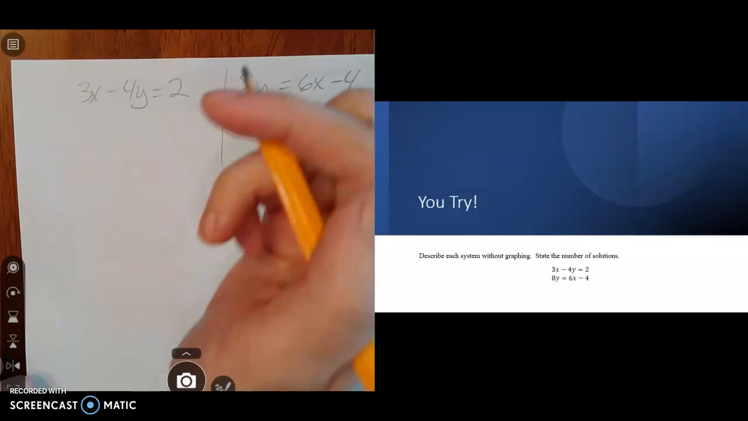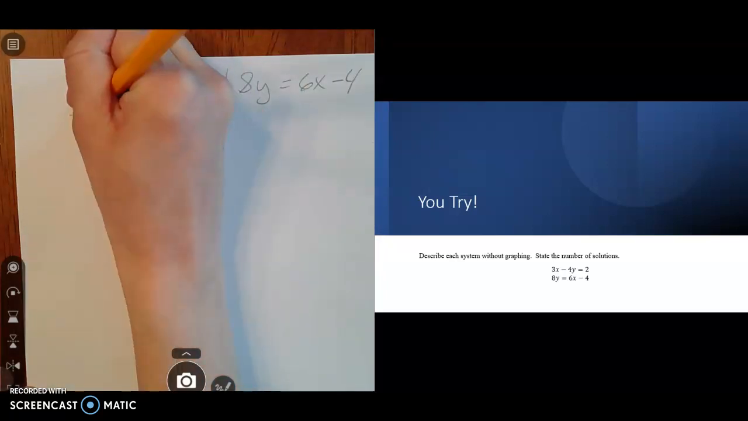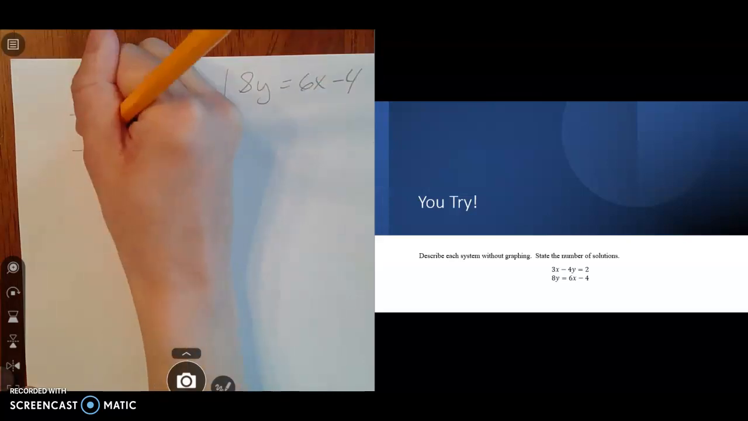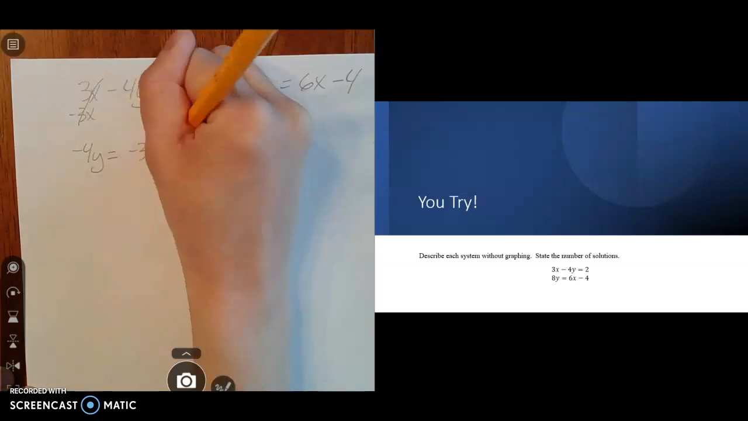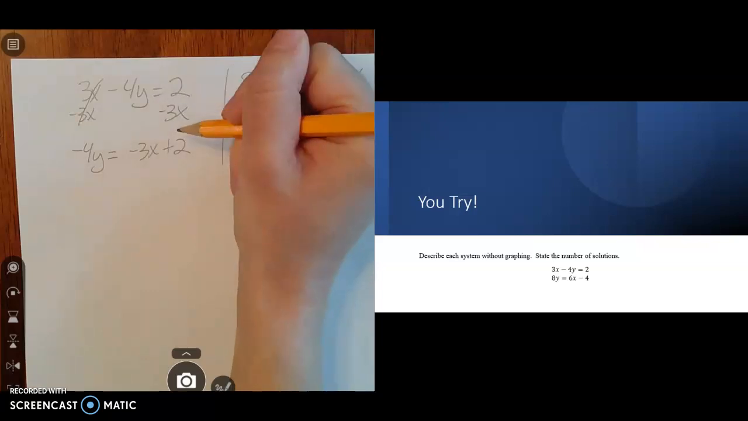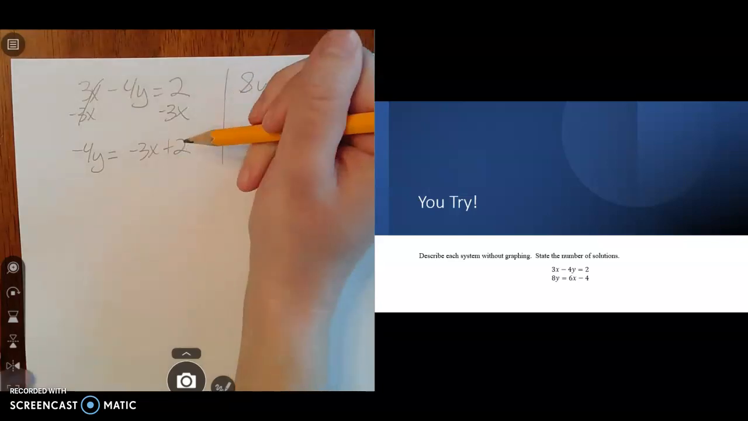So to get into slope-intercept form, for the first equation, I would subtract 3x from both sides. Then I'll have a negative 4y on the left side and a negative 3x plus 2 on the right side. I don't really want to write it as 2 minus 3x. I would like the x to come first because that's what slope-intercept format looks like. It has the x first and then the y-intercept second.